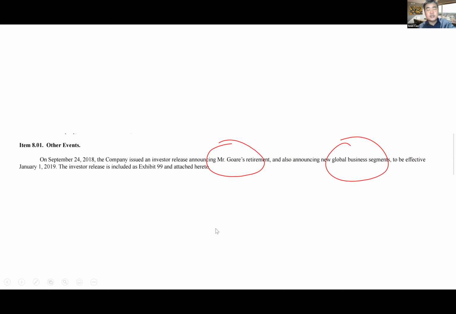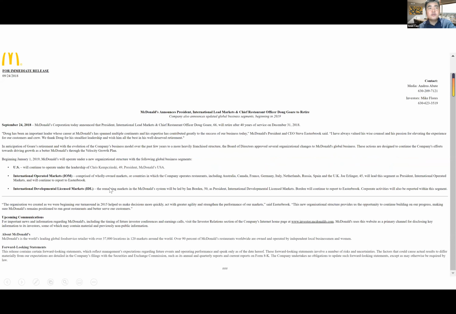So when you do text analysis, you do the same thing. You go to item 8.01, and then you can get a summary of the news. And then if you want detailed news, you have to parse exhibit 99 to analyze the detailed news. So this is the details of the news. You can see that someone is retiring, and we have the new business segments.